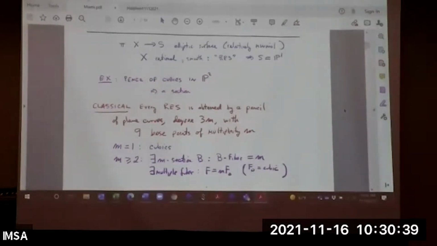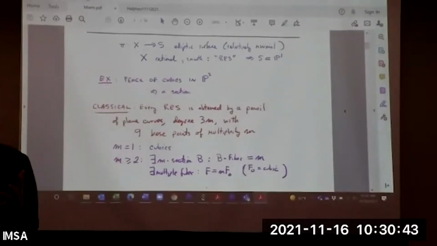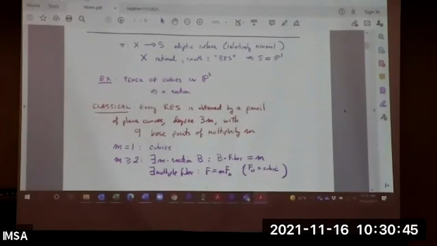We're going to talk about the case when the surface is rational. It's a rational surface, so it's a blow up of the plane, essentially, it turns out. And we'll assume it's smooth, so we've resolved any singularities. And we'll call that a rational elliptic surface. If X is rational, it forces the base curve, the parameter space of the fibration, to be a P1, a rational curve. You can't have higher genus.